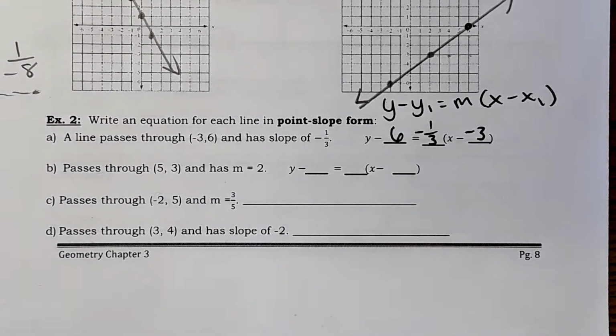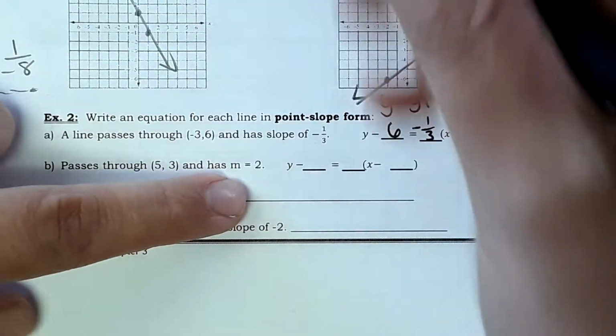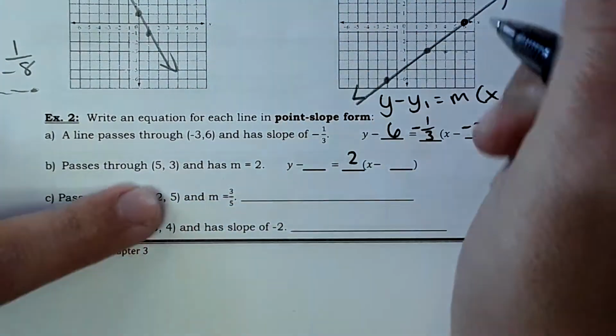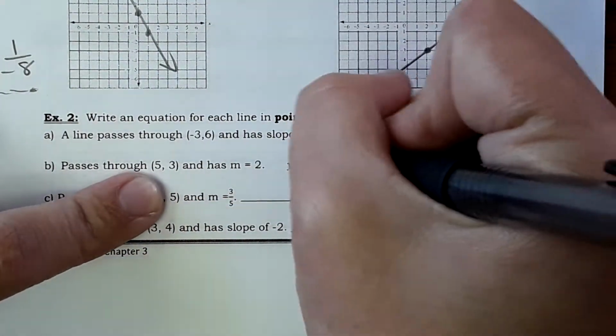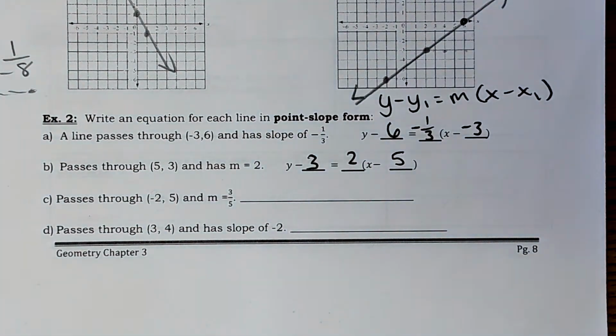And the x goes with the x and the y goes with the y. That's how you can remember where everything goes. Next one passes through 5, 3 and has a slope of 2, so I'm putting in the slope, and then my coordinates, x goes with x and y goes with y.